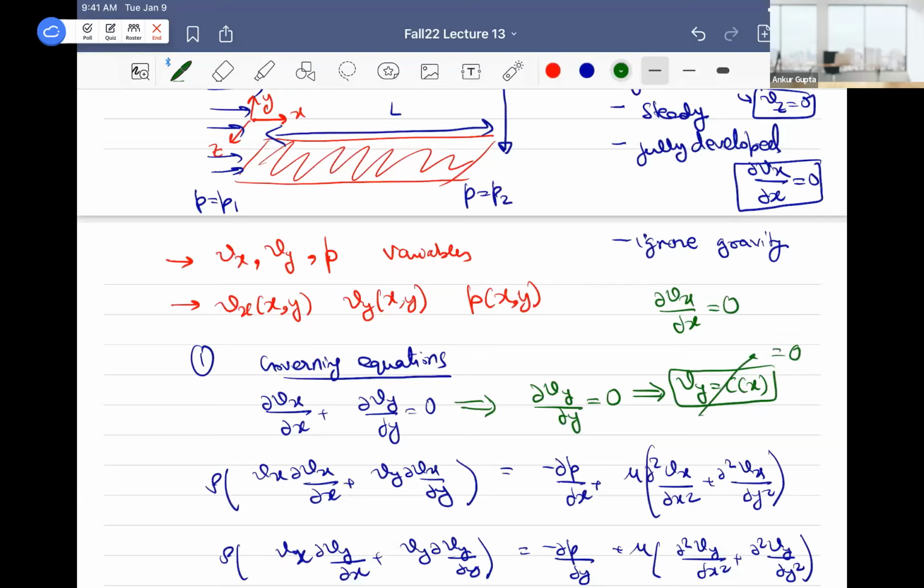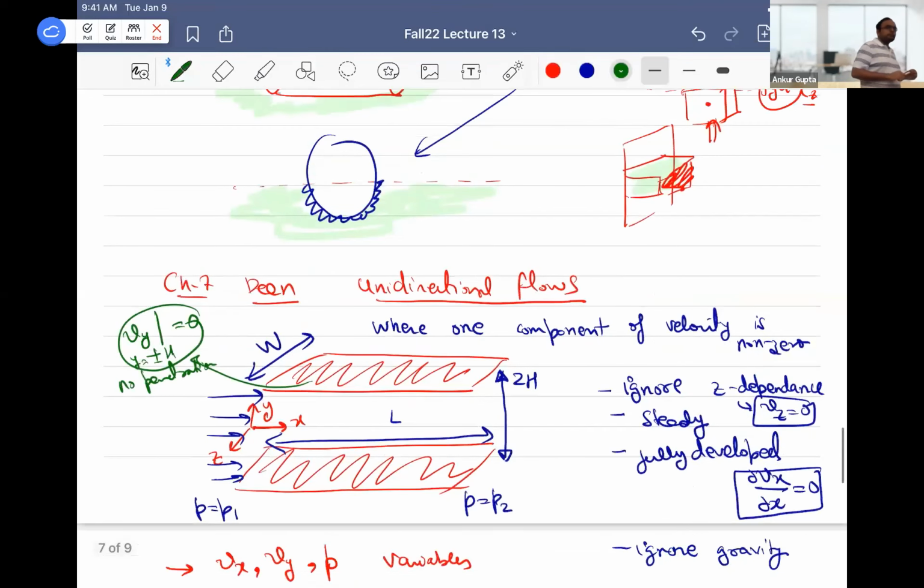I cannot have any velocity in the y direction because it's constant, and it cannot even be a function of x because no penetration applies at all x's. So Vy is equal to 0. Just remember that this is y equal to plus h, and this is y equal to minus h. That's why we used a 2h.